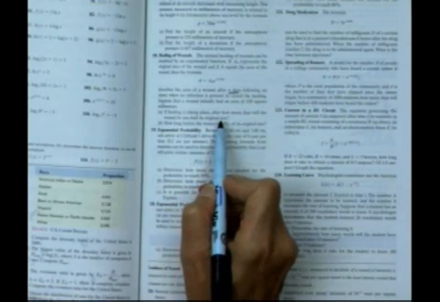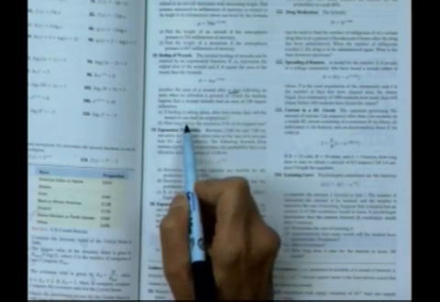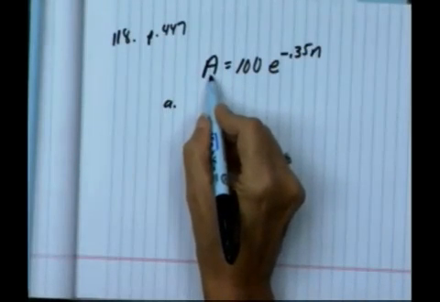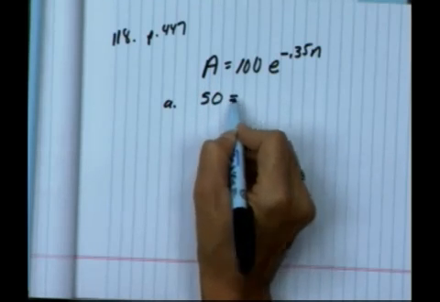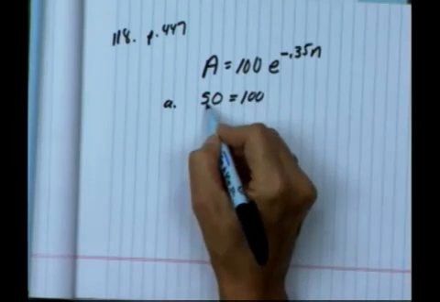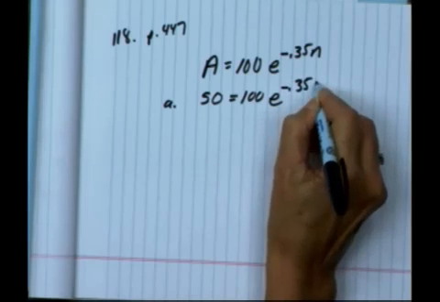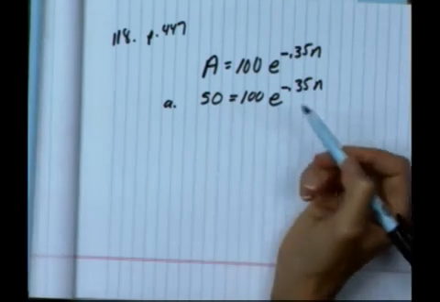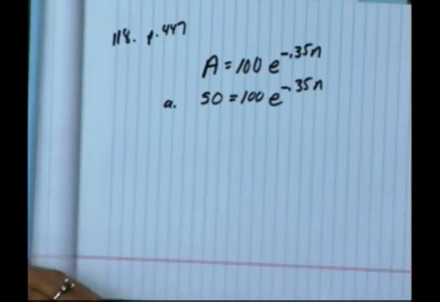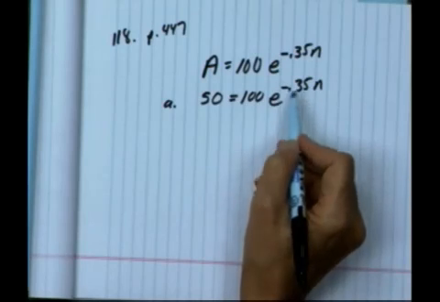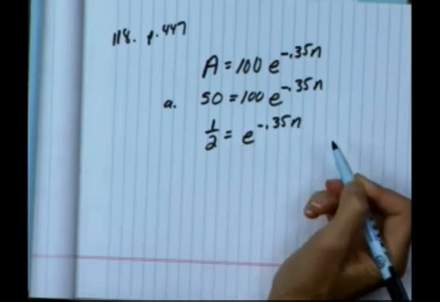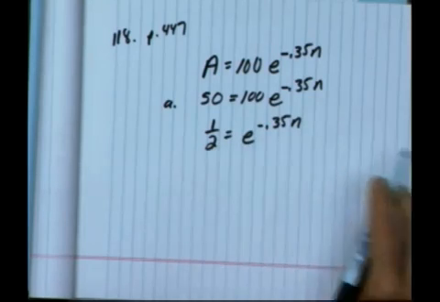Now, if healing is taking place, after how many days will the wound be one half its original size? So it's starting out at 100, so we're looking for when it is going to be half. The future size would have to be 50, right? If it's half its original, and it's 100 to begin with, we're looking for n when A is 50. Does everybody got that? All right. Let's just do this real fast. Tell me the first step. Divide by 100, because I got to get the base with the exponent on the side by itself. So we get 1 half equals e to the negative 0.35 n. What's the next step? Take the natural log of both sides.